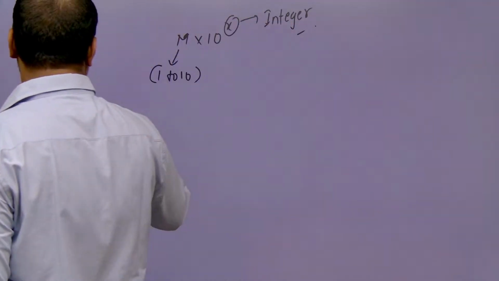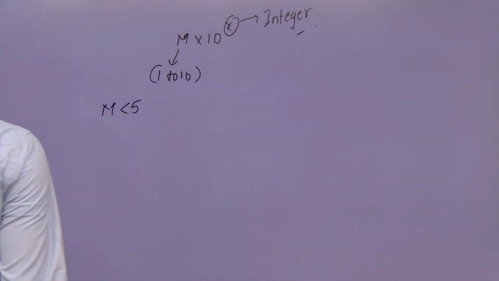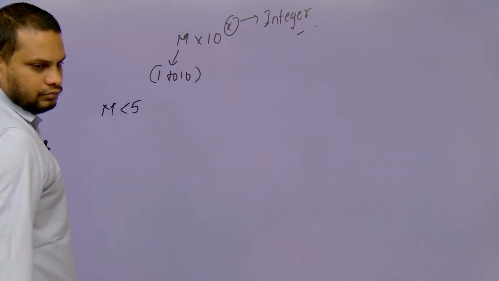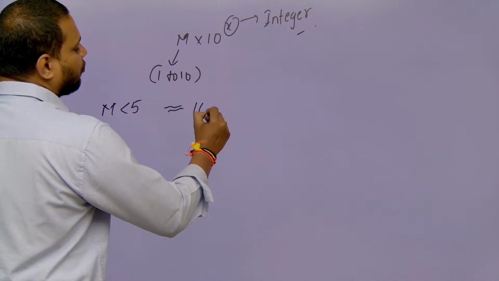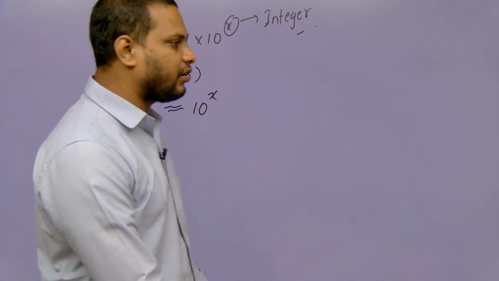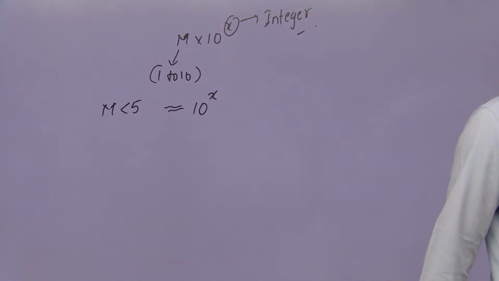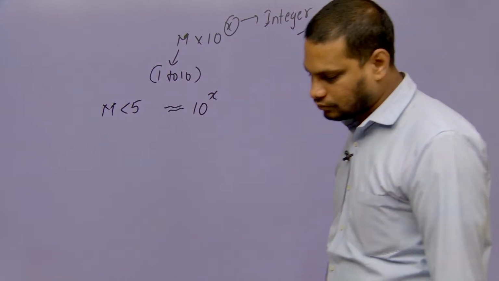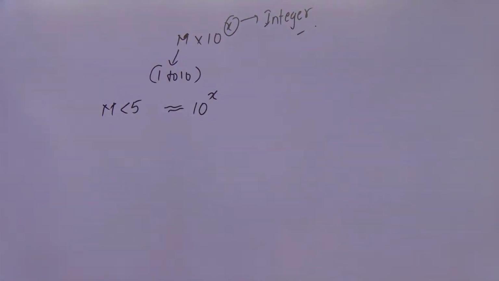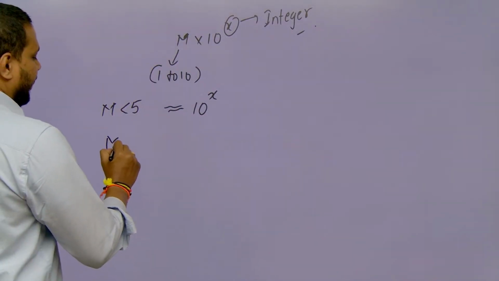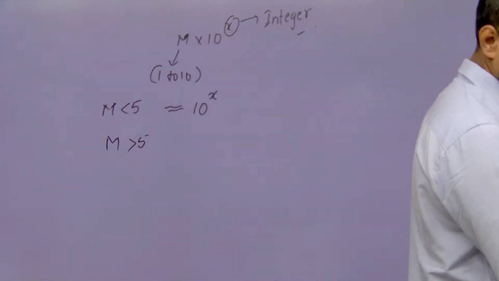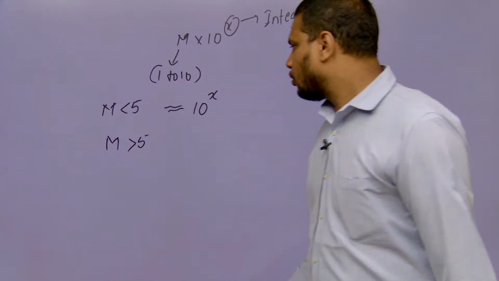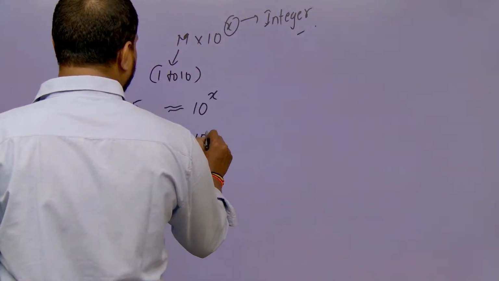Suppose if m is less than 5, then we have to ignore that value. Then this is approximately 10 to the power of x. You have to write that same value. Suppose if m is greater than 5, then what we have to do? That is approximately 10 to the power of x plus 1.